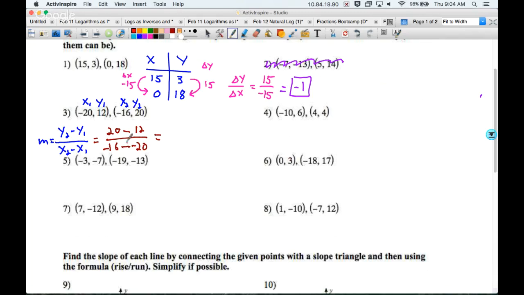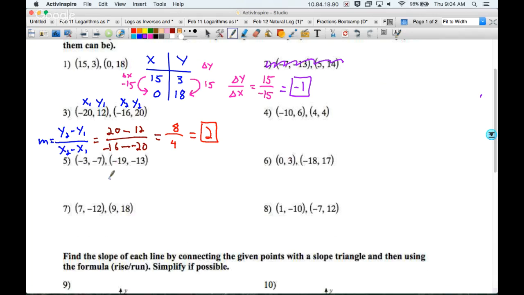All right, so let's simplify. 20 minus 12, that's an 8. Negative 16 minus a negative 20 is the same as negative 16 plus 20, which I know is a 4. And I can again complete the division here. 8 divided by 4 just equals 2. All right, let's pick another one.